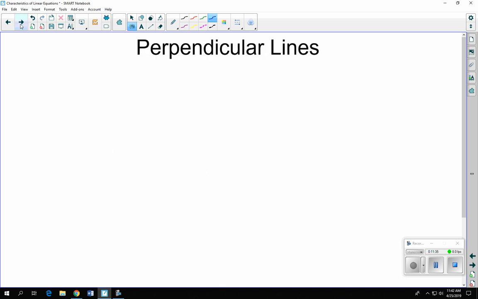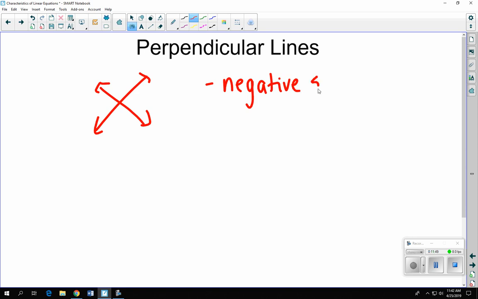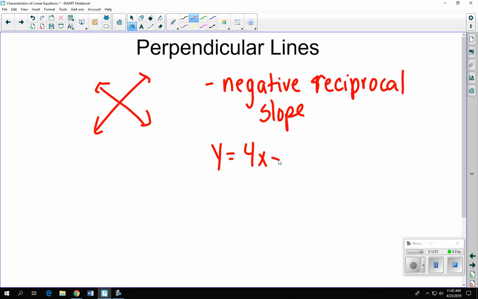Perpendicular lines are two lines that are going to intersect to create a 90-degree angle. So when they intersect, this means that they are going to have a negative reciprocal slope. So because they have a negative reciprocal, when I look at my first equation, y equals 4x plus 5 again, we'll use the same equation. My negative reciprocal becomes y equals negative 1 over 4x, and I can put minus 3. Those would become my perpendicular lines, I'm sorry. Parallel lines have the same slope.